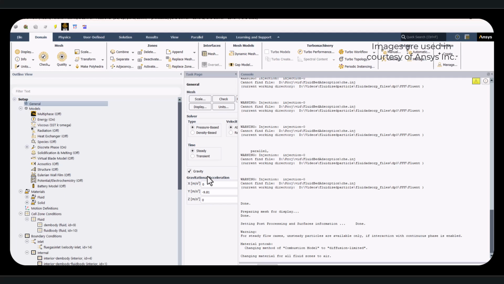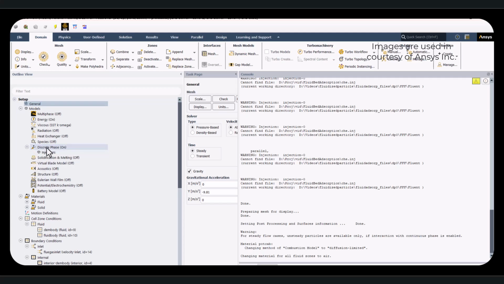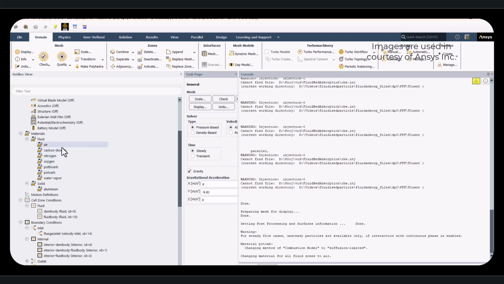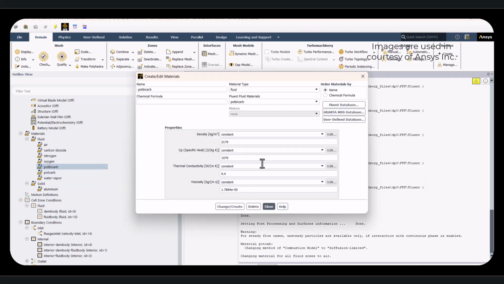So it is steady state for flow, but transient for the particle absorption. Now I'm also activating gravity, and here I've set minus 9.81 as my direction. I'll now show you how to model this multi-species. I've taken carbon dioxide, nitrogen, oxygen, and potassium bicarbonate. All these properties I've taken from the internet.